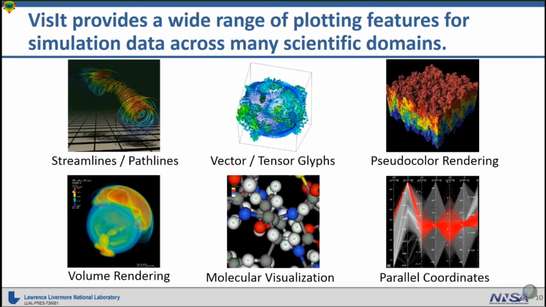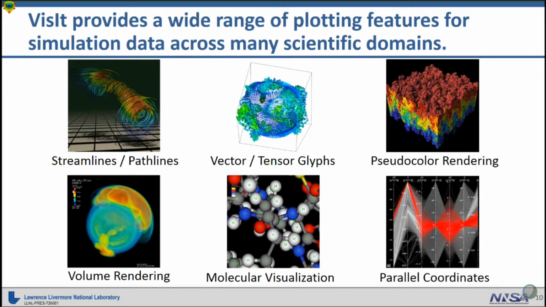Here I'll just give you a brief overview of some of the different types of visualization techniques. This isn't meant to be exhaustive, just to be a sampling of some of the techniques. So streamlines and pathlines, those are for visualizing vector fields. And then we have vector and tensor glyphs. Those are for visualizing vector and tensor variables.